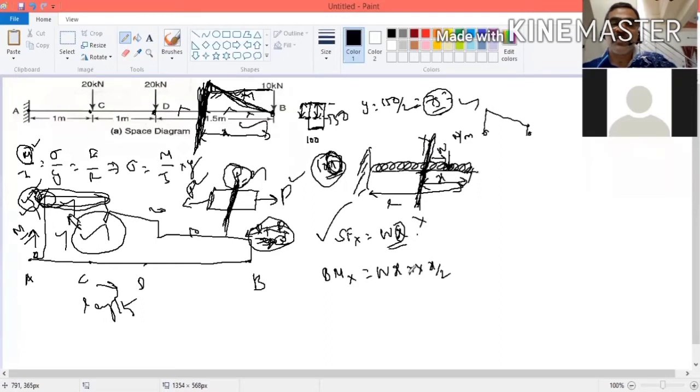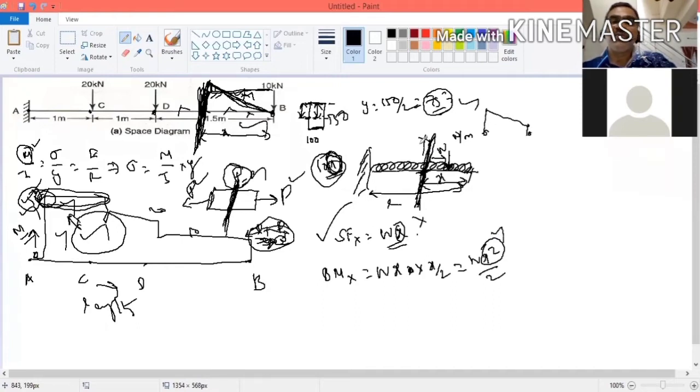So now the equation is W x square by 2. W into x is the load multiplied by distance x by 2, W x square by 2. Then what is the meaning? The bending moment is varying in quadratic form.